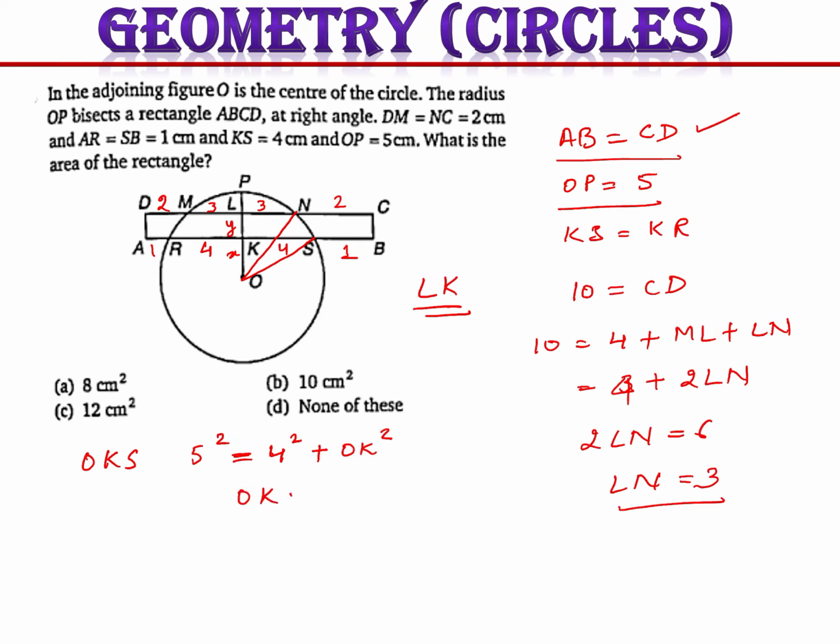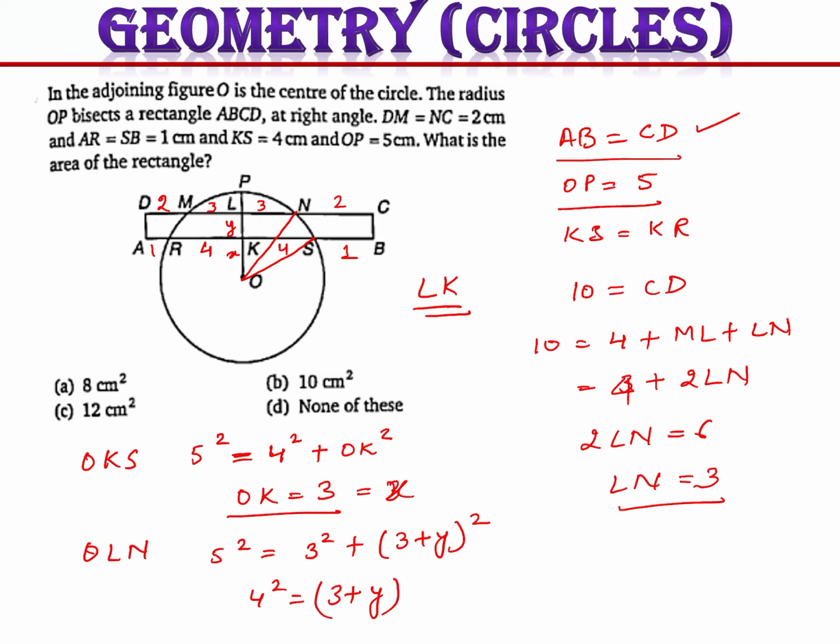So the value of OK comes out to be 3. Now in triangle OLN, 5 square is equal to 3 square plus x plus y, and we know the value of x is 3. So this is (3 plus y) whole square. So this will be 4 square is equal to (3 plus y) whole square, which means plus minus 4 is equal to 3 plus y.